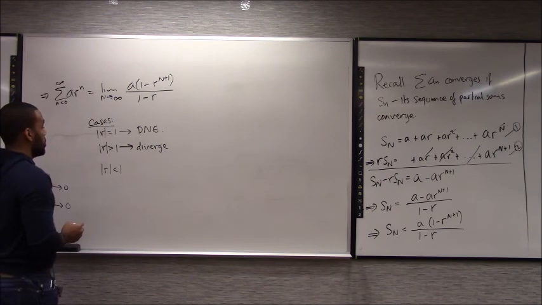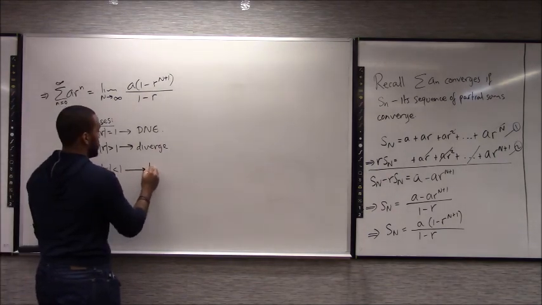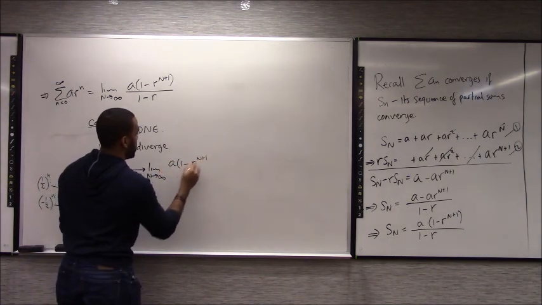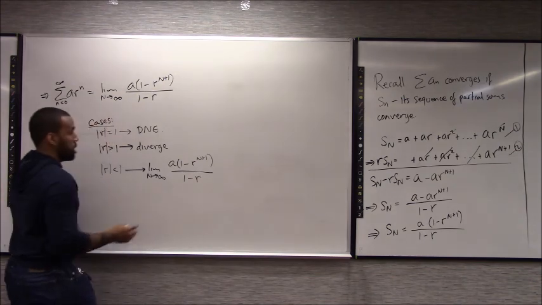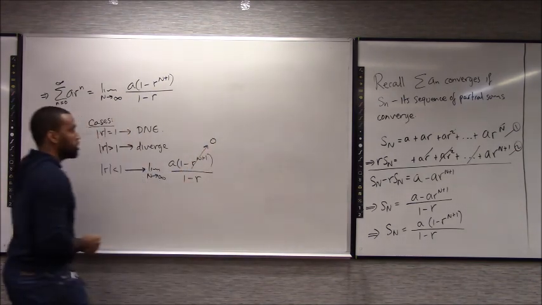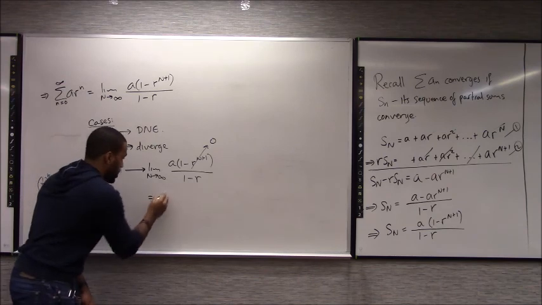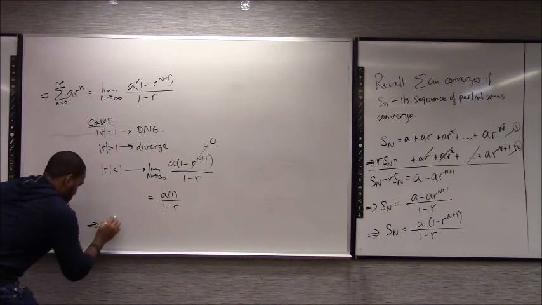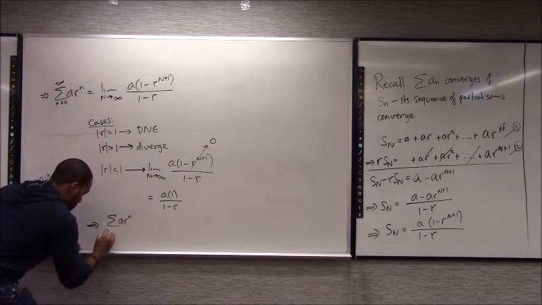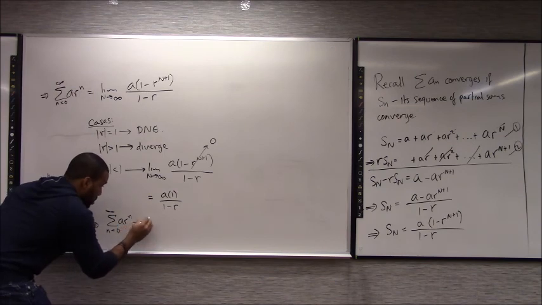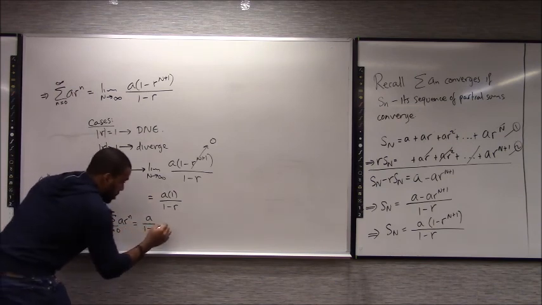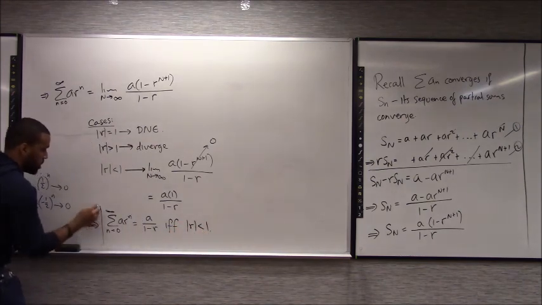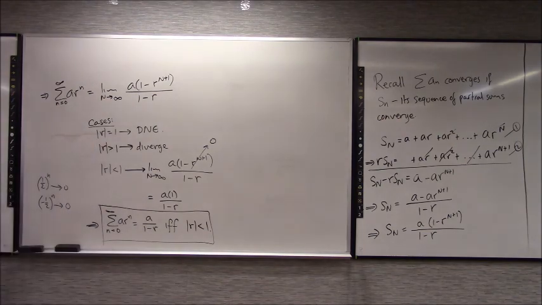So in this case, your limit as n approaches infinity of a times (1 minus r to the n plus 1) over (1 minus r), this part here is going to approach 0, and so we're going to end up with just a times 1 over 1 minus r as the answer. And so we can say that this series, the sum of a r to the n, is going to be a over 1 minus r if and only if r is less than 1 in absolute value. So that's something that we know now.